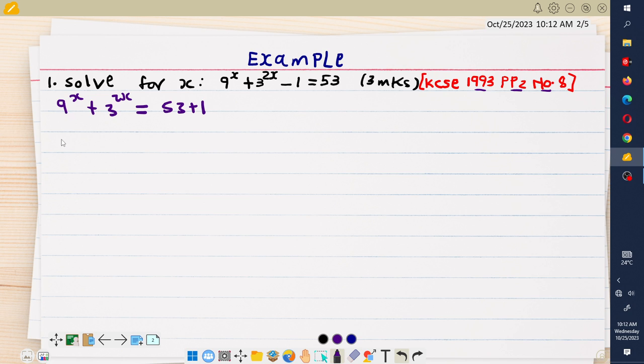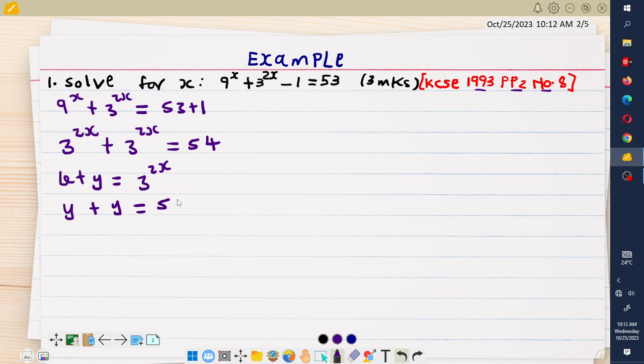But we know that 9 can be written as 3 to the power of 2. So this is 3 to the power of 2, then we have x on the power here, plus 3 to the power of 2x, is equal to 54. Because 3 power 2x is common, I'll give it a letter. I'll say let y be equivalent to 3 power 2x. So if I substitute, I'm going to get y plus y is equal to 54. So y plus y, I'll get 2y, which is equivalent to 54.